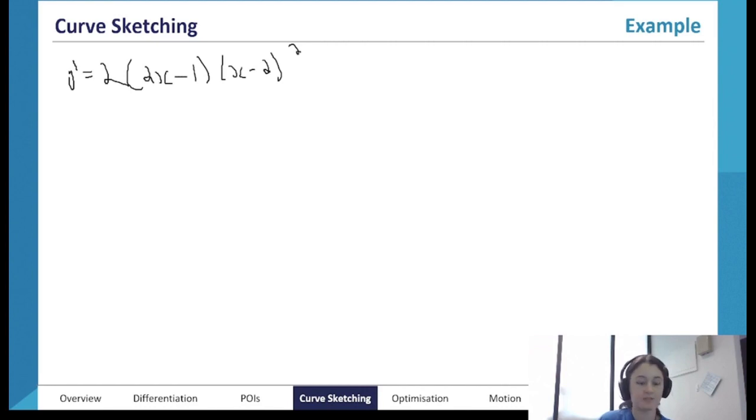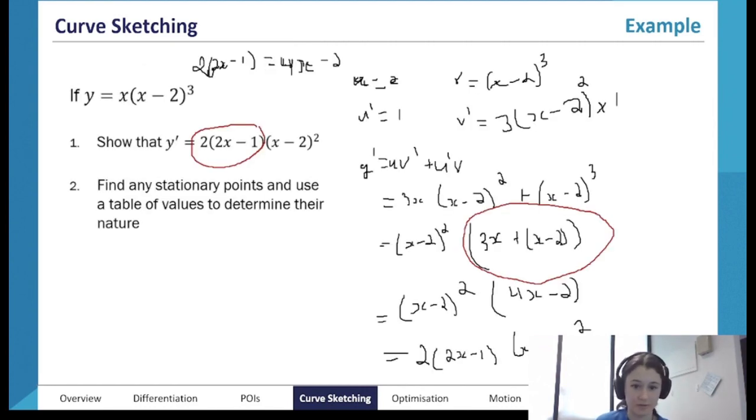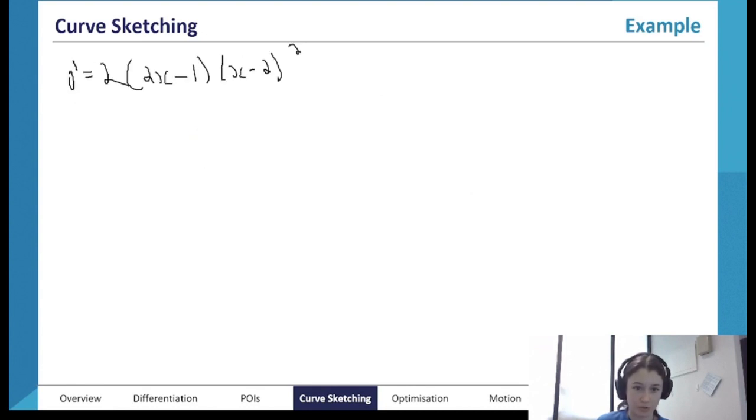So now we need to find any stationary points, and we need to find when this first derivative is equal to 0. So we're going to let 0 equal 2x(x - 2) squared. Now, really quickly, just take a second to think about how we could solve this, how we could find when x is equal to 0.